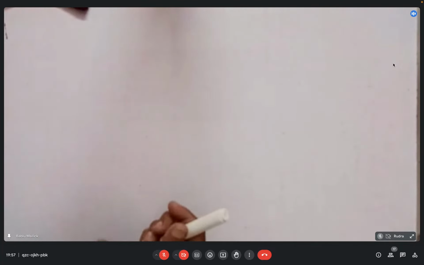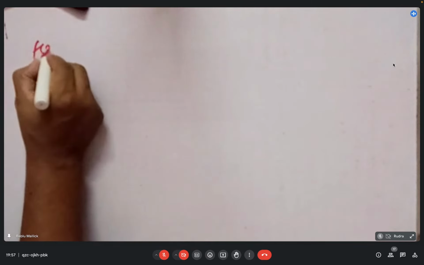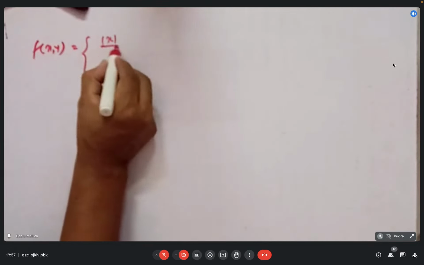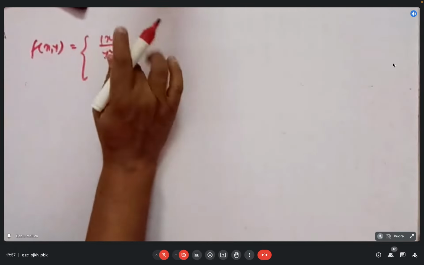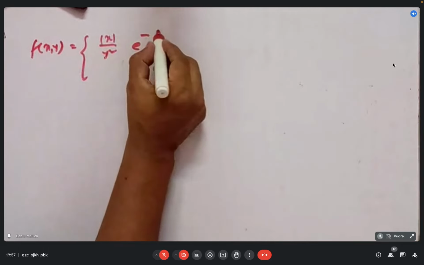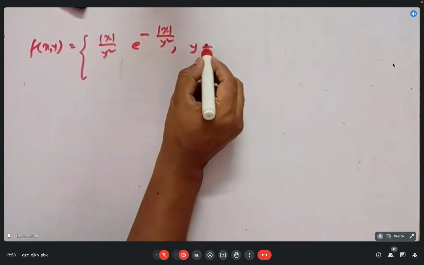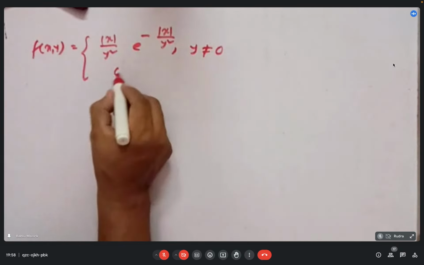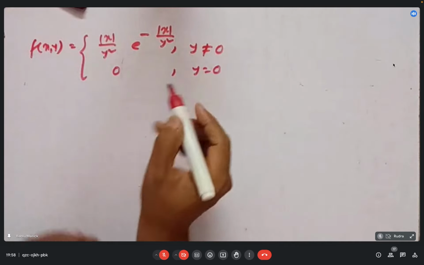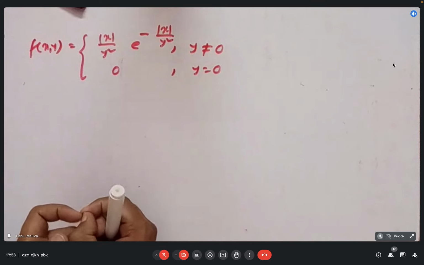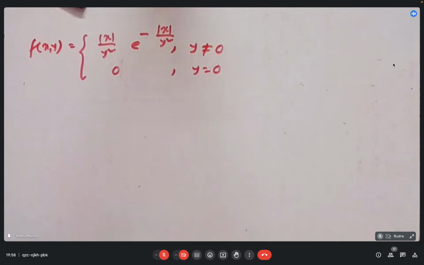So that f(x, y) is equal to mod of x by y square into e to the power minus mod x by y square when y is not equal to 0, and this is equal to 0 when y is equal to 0. Show that the limit does not exist. You do this, just do it, I am just coming in 2 minutes from the washroom.